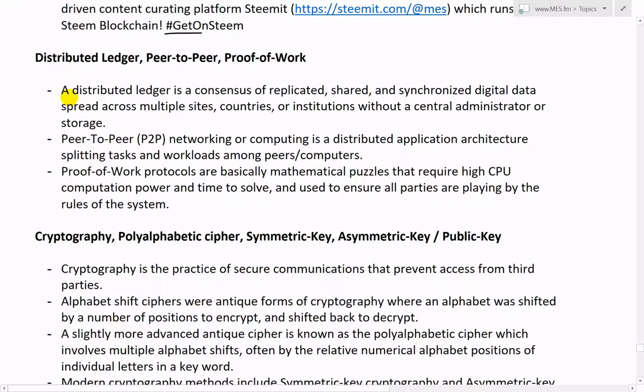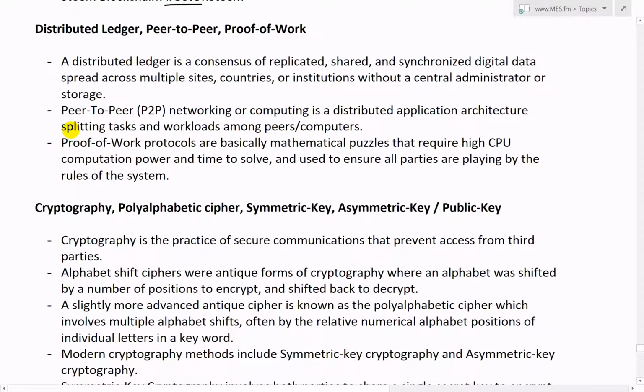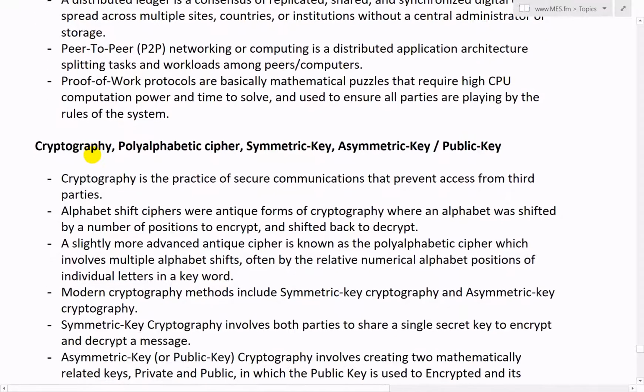So now, the distributed ledger, peer-to-peer, proof of work. A distributed ledger is a consensus of replicated, shared, and synchronized digital data spread across multiple sites, countries, or institutions without a central administrator or storage. The nodes, or the parties involved, are computers in the case of online distributed computing. Peer-to-peer, P2P networking or computing, is a distributed application architecture splitting tasks and workloads among peers or computers.